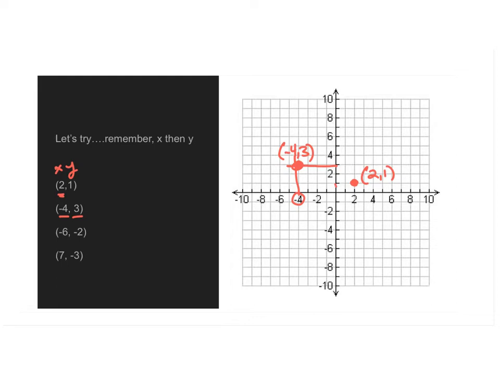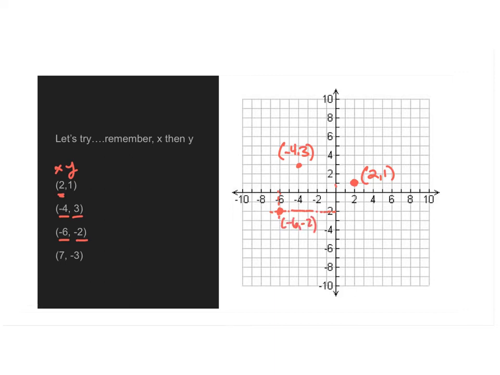Now the next one, negative 6, negative 2. I'm just going to erase some of this stuff here. So that point was at negative 4, positive 3. Okay, negative 6, negative 2. So we start with our x-axis and we go over to negative 6. And then it's negative 2 for the y-axis, so negative 2. You can see where those points intersect, and it's right there. So that's negative 6, negative 2.